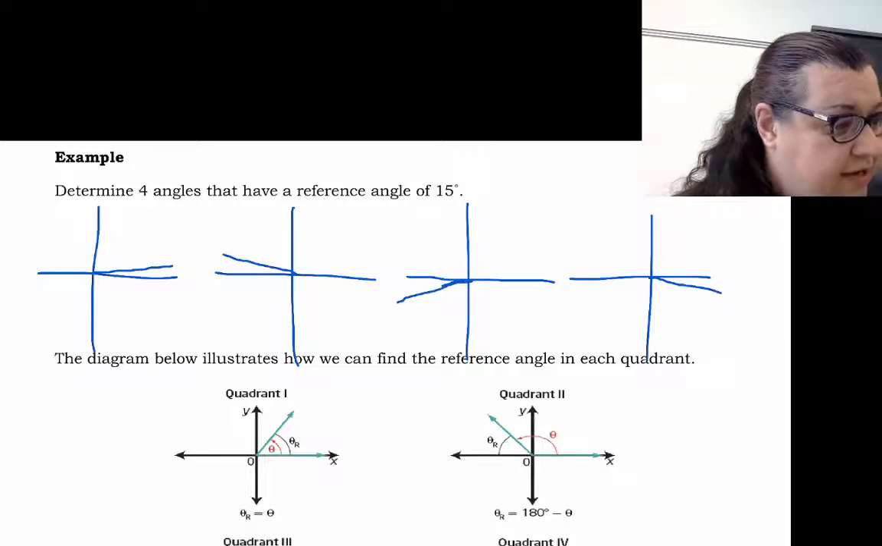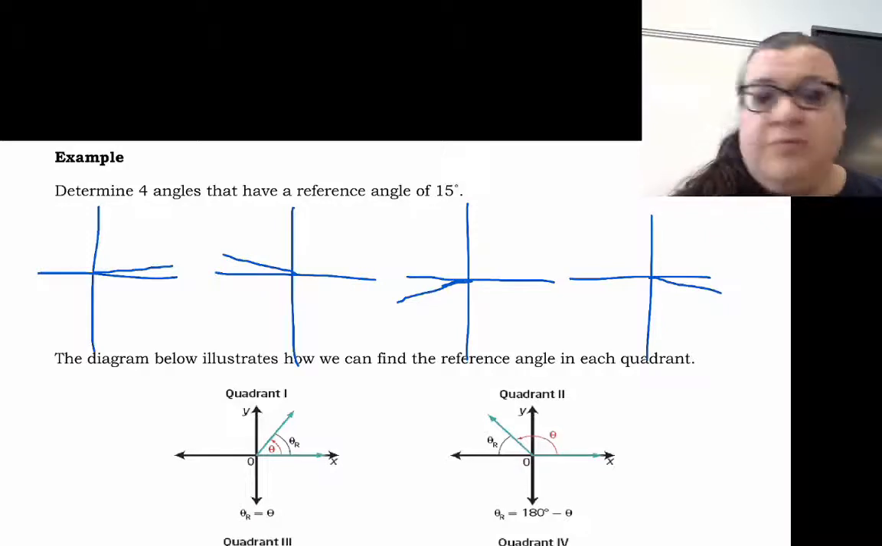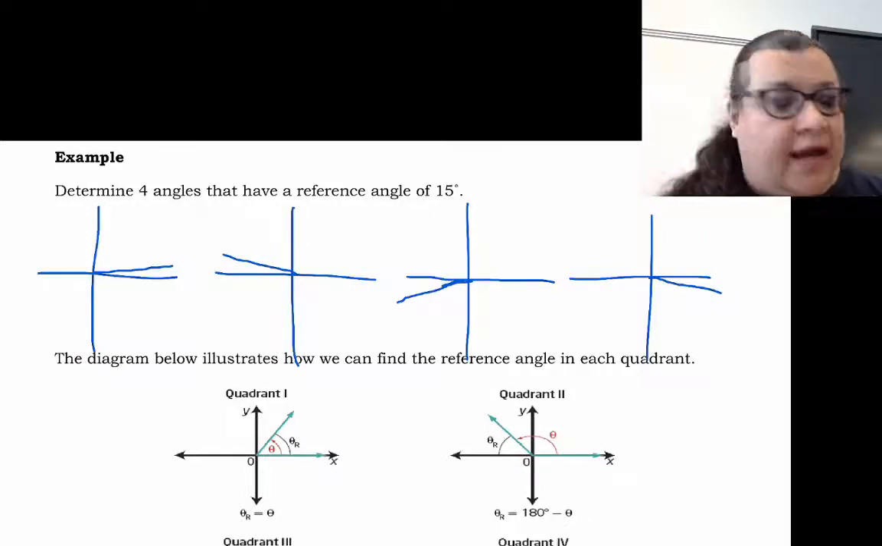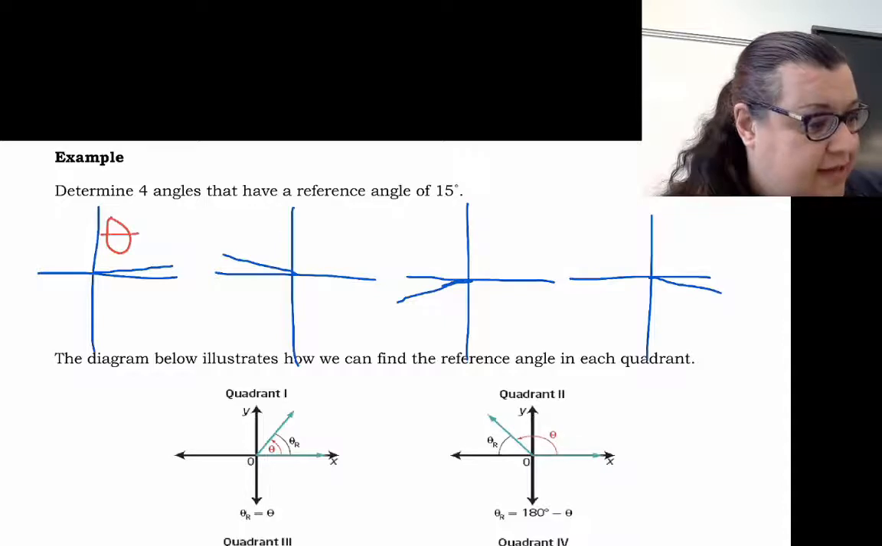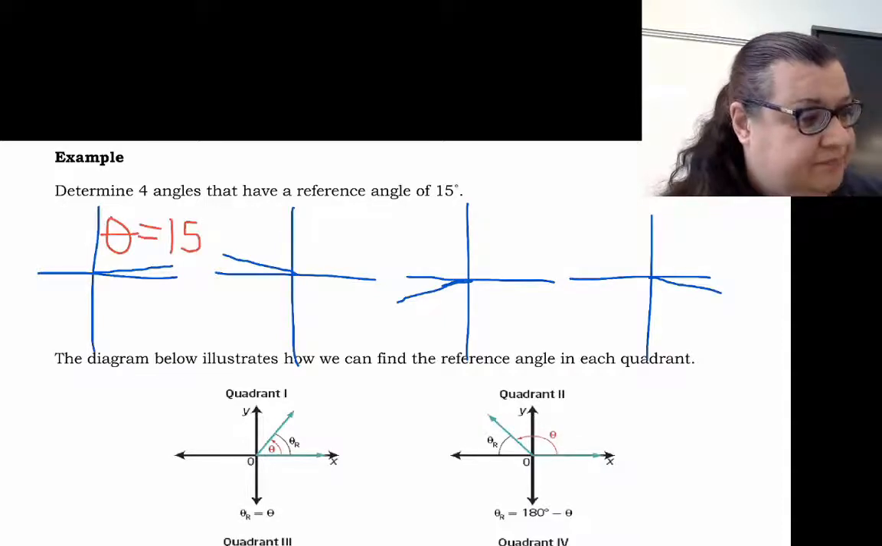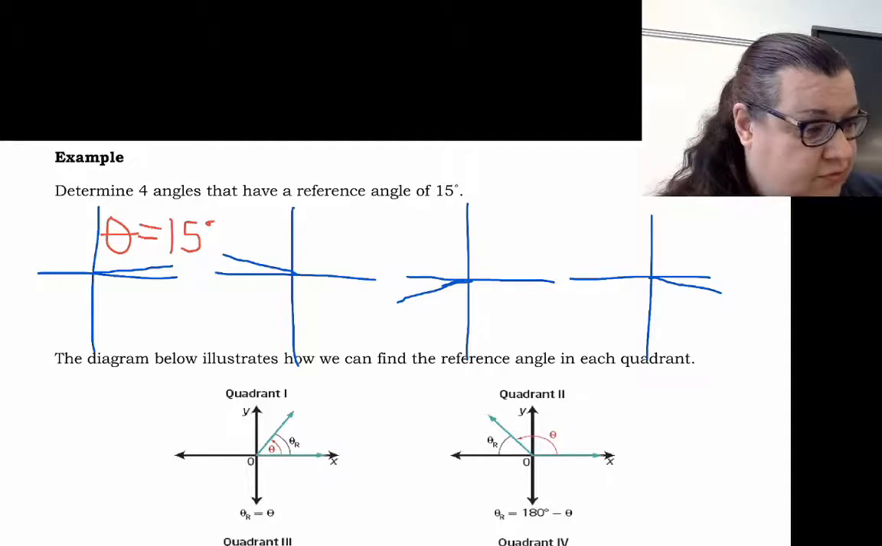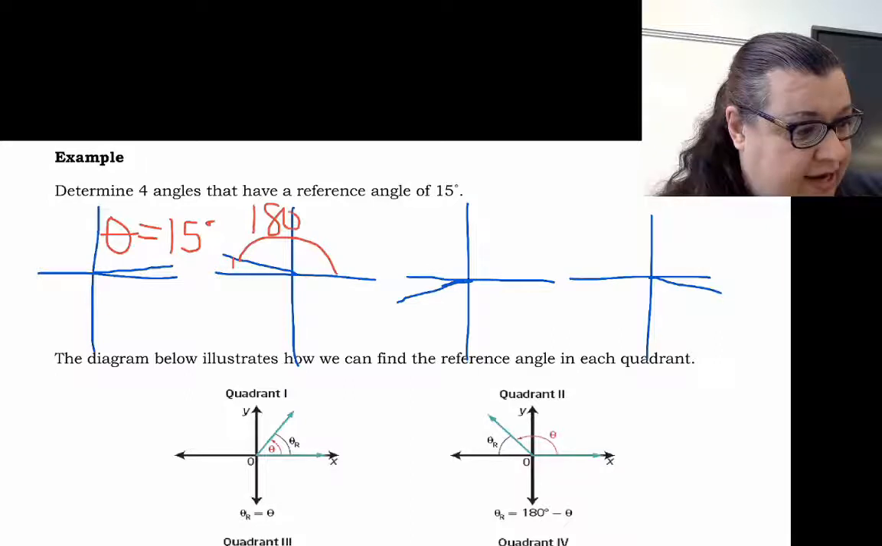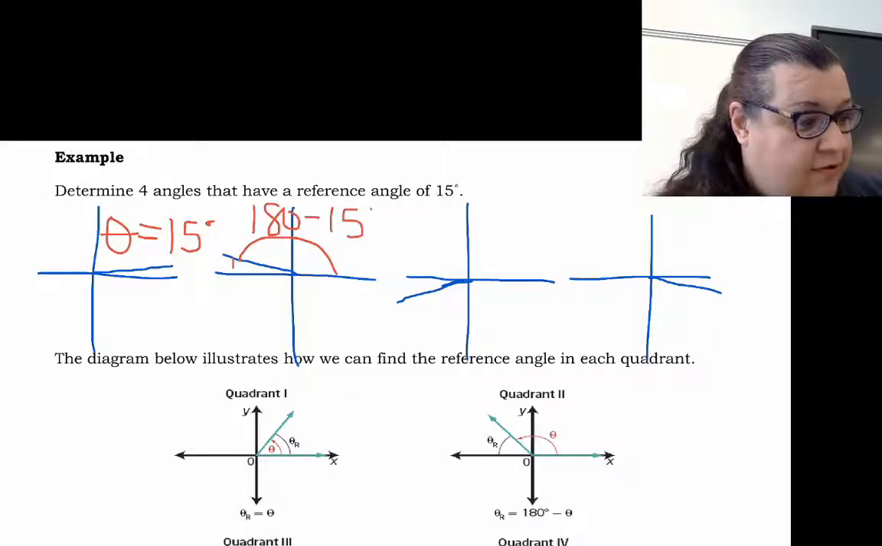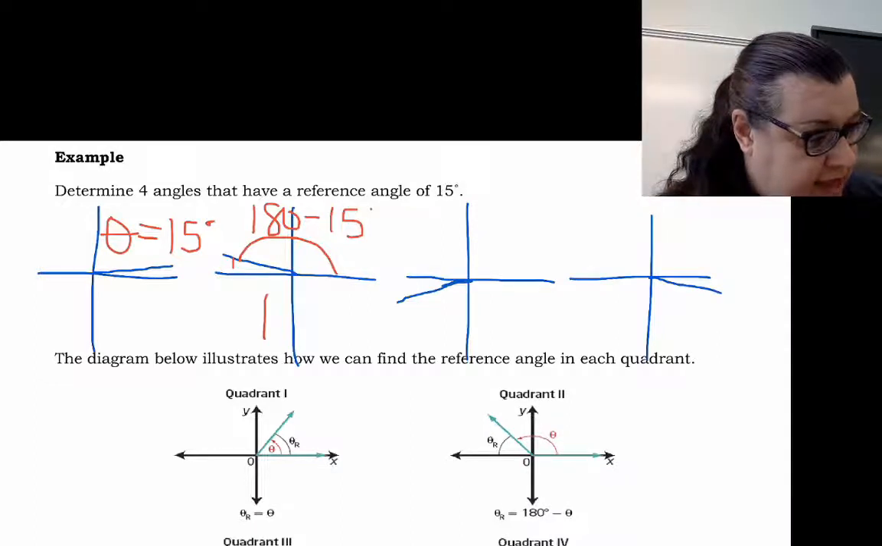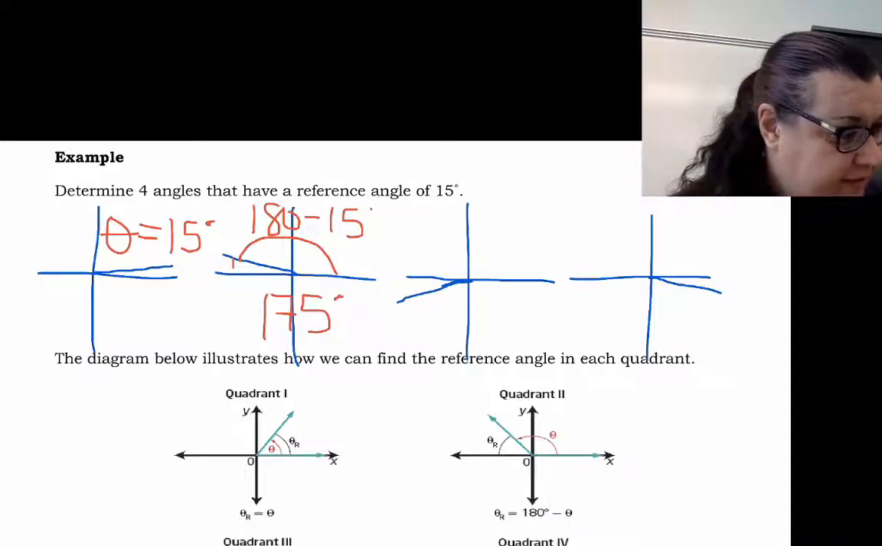And so again, you're being asked to figure out what the principal angle is, what the primary angle is. Well, in quadrant 1, it's the same, so it would be 15 degrees. In quadrant 2, if this is 15 degrees, we're figuring out what that is. So that's 180 minus 15, or, no, sorry, silly me, 165.